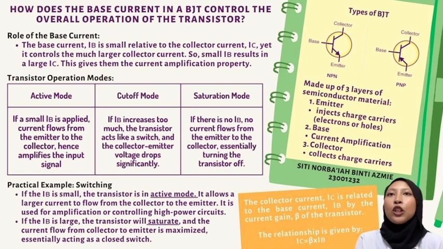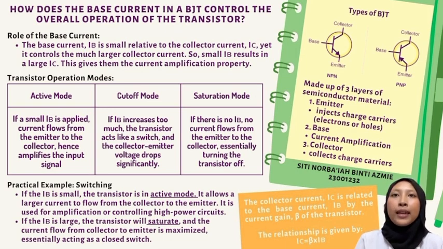Next, the operation of a BJT depends on the behavior of the base current and its influence on the charge carriers. We have 3 modes: active mode, saturation mode, and cut-off mode. When a small base current is applied, it allows a current to flow from emitter to the collector, and the transistor is said to be in active mode. The BJT amplifies the input signals in this mode.